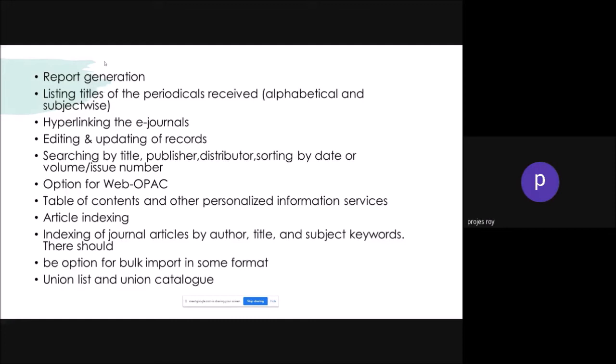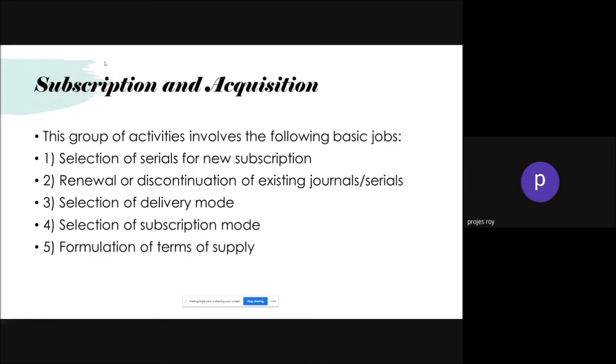Then MARC import in some format. Then union list or union catalog of a particular journal. These are the steps. Now, subscription and acquisition.